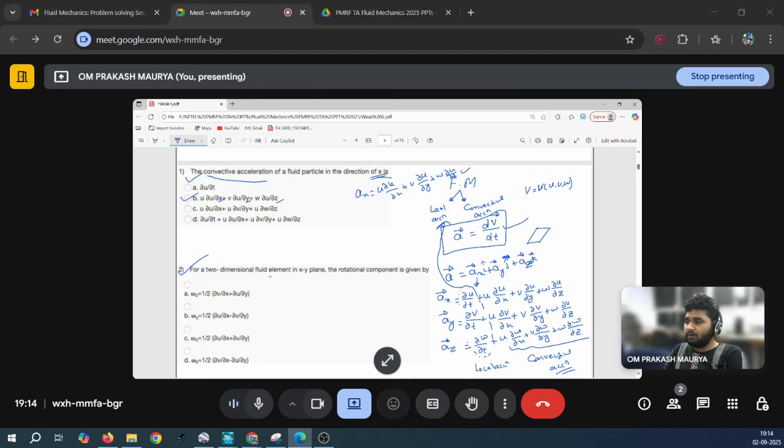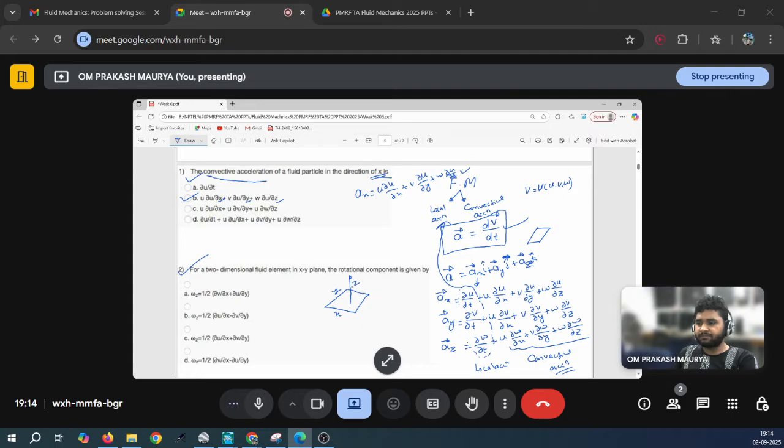Okay, so now let us move. For a two-dimensional fluid element in the xy plane, the rotational component is given by... here you need to calculate the rotational component. Let us assume an xy plane like that, this is your x and this is your y. Whatever the rotational component is, it will be in your z direction.